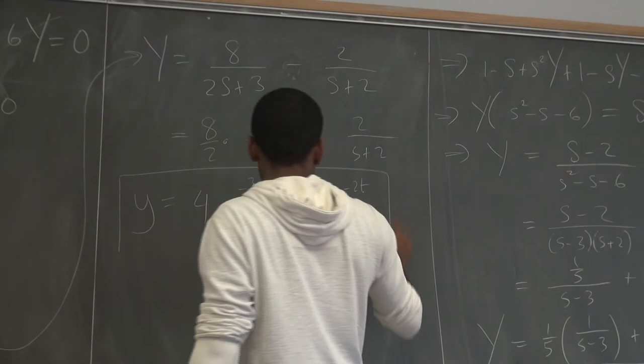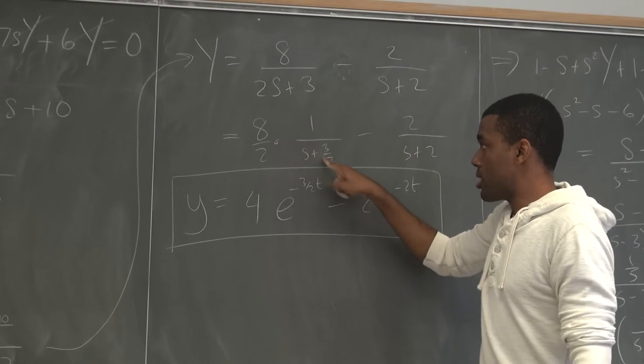Sometimes you have to do that, factor out a constant from the bottom. Sometimes you have to multiply top and bottom by a certain constant to make things look nice. Yeah, you can do tons of stuff.